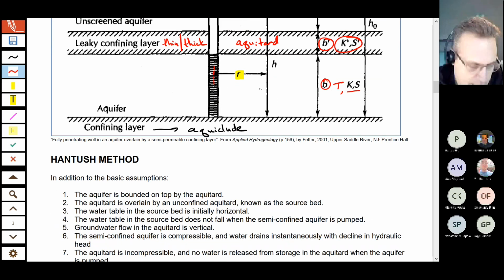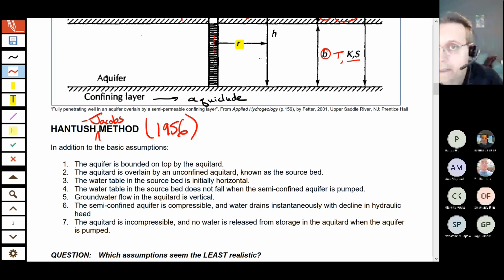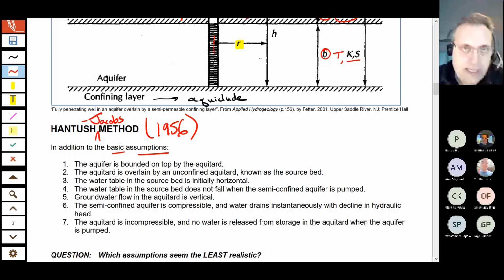So the Hantush method's been around for a long time. So I'm just going to put Hantush-Jacob method. And if memory serves me correctly, I think it was around 1956. Okay, so this is nothing new. We've been studying this method for about 70 years, and it's tried and true, and it follows some basic assumptions.